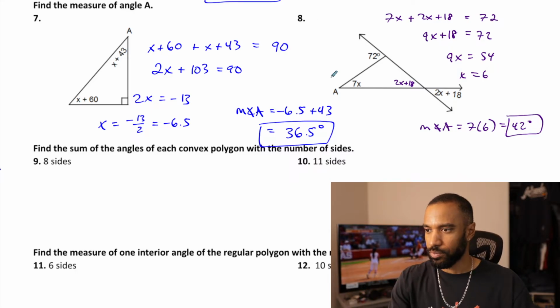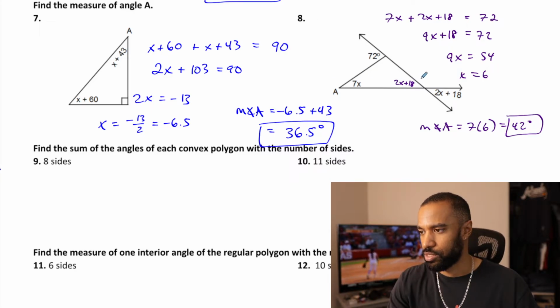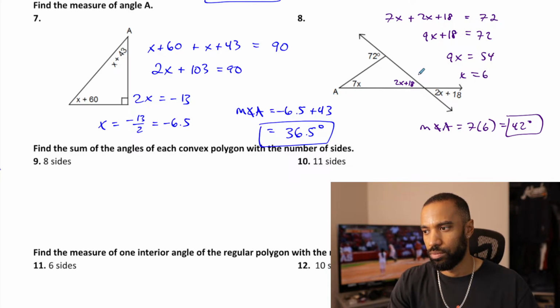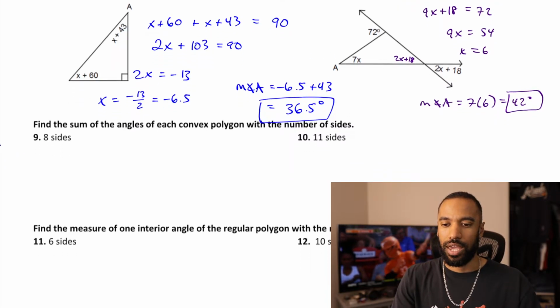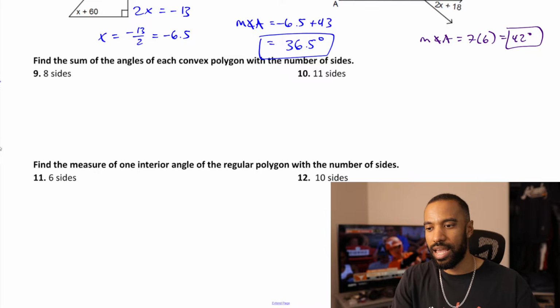42. Okay, I'm going to take it. Oh, I'm sorry, that's a 6. I'm just doing... Okay, yes, that's correct. Okay. 9, 10, 11, 12.